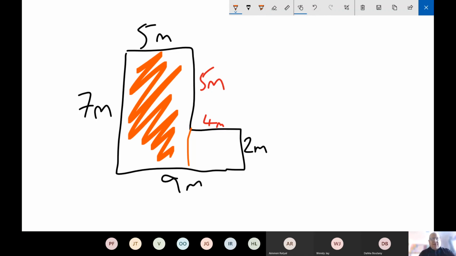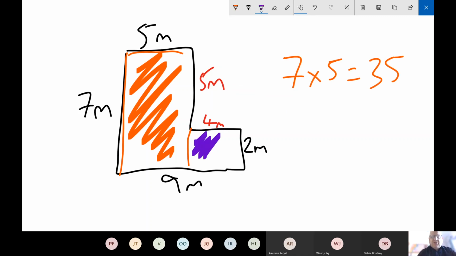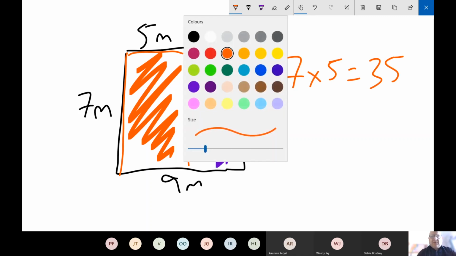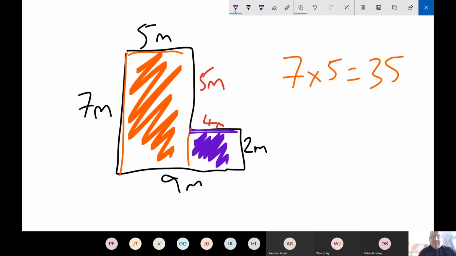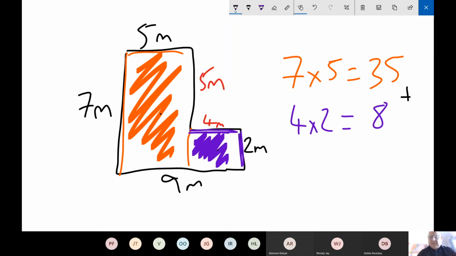And we can see, we said area before is one side times the other. Well, this orange section is 7 meters that way and 5 meters that way. So 7 times 5 equals 35. And let's do a blue color. And we've got this little section here. And we can see from this blue that we know that this side is 4 meters and it goes down by 2 meters. 4 by 2 equals 8. And to get our final answer, we need this side and this side. So we simply add them together, which gives us a total of 43 meters squared.